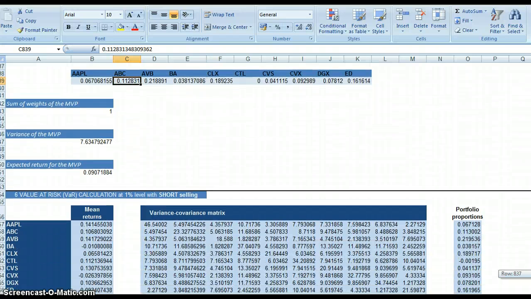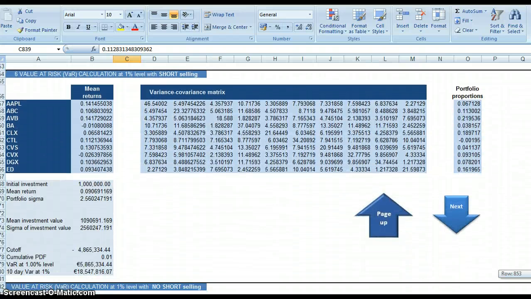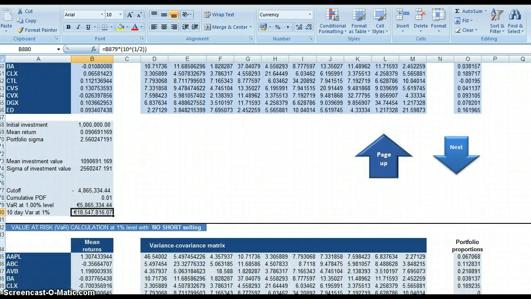So then what we can do to calculate our value at risk, we take our mean returns, our variance covariance, and our portfolio proportions. So in this case, it's our short selling. We just end up working out our value at risk calculation, and we do this at the 1% level for 1 day, and then to find the 10-day level, we multiply that by 10 to the power of a half. That's as per Hull.